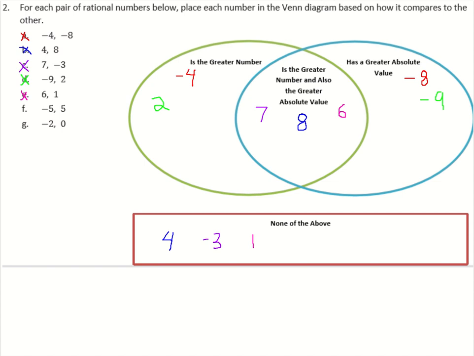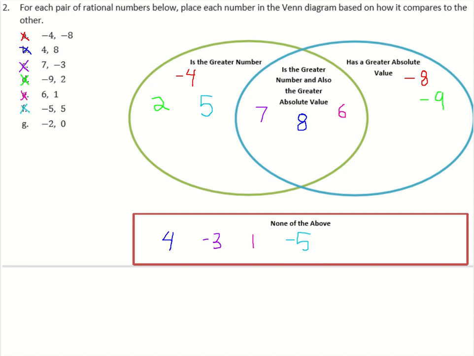Our next one, F, deals with -5 and 5. Well, out of the two of those, 5 is going to be my greater number. But which one of them has the greater absolute value? Well, I hate to break it to you, that's technically a little bit of a trick question. They both have the exact same absolute value, so neither of their absolute values is greater. So 5 is my greater number. It's going to go into here. -5 doesn't have the greater absolute value, so it's not going to go into my oval. It's going to have to drop into my none of the above category.